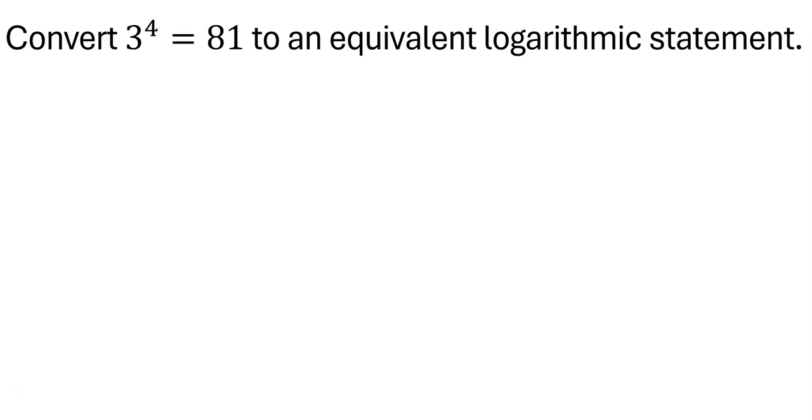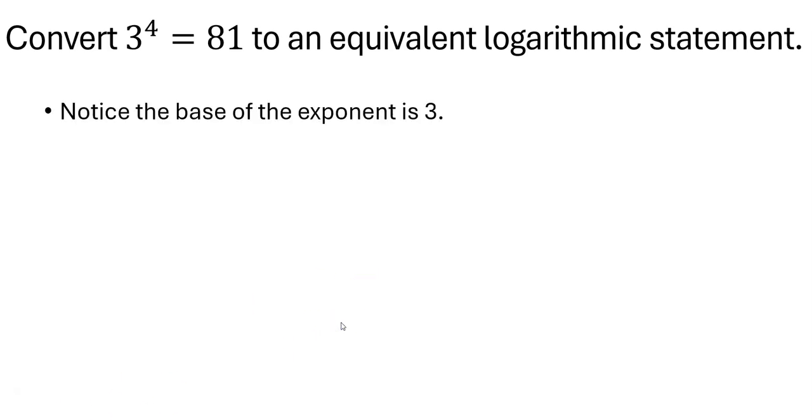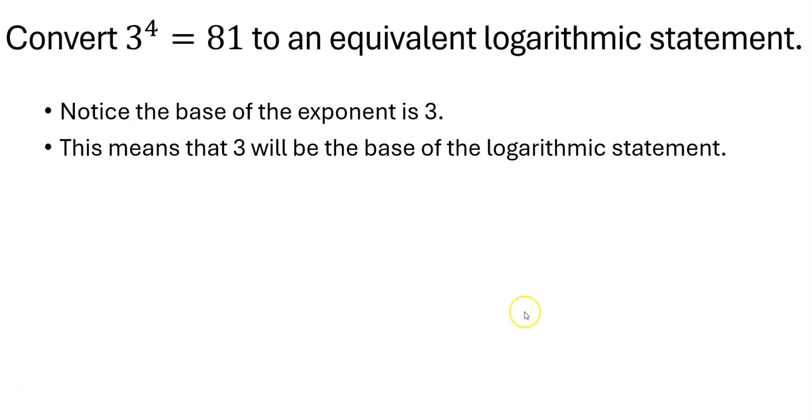So let's do the first one. Convert 3 to the 4th equals 81 to an equivalent logarithmic statement. So first, notice the base of the exponent is 3. This is where I always start. The base of the exponent is 3. So that means that 3 will also be the base of the logarithmic statement.